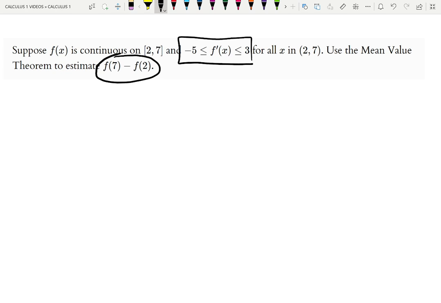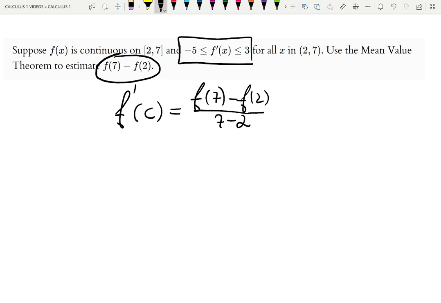Yes, we can. The theorem guarantees, for a continuous function on the interval [2, 7], that there will be a point c such that the derivative at c definitely gives us (f(7) minus f(2)) divided by (7 minus 2), right? So we can calculate at least the denominator, it's 5, and f(7) minus f(2) stays in the numerator. That's what we know.